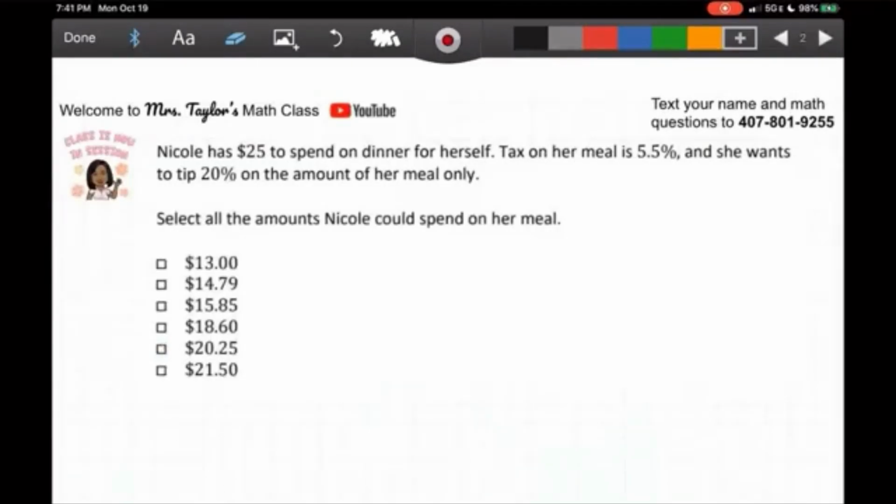Okay, so the first question says, Nicole has $25 to spend on dinner for herself. Tax on her meal is 5.5%, and she wants to tip 20% on the amount of her meal only. Select all the amounts Nicole could spend on her meal. This can be a little bit complicated when it comes to setting it up, but let's just go through it.